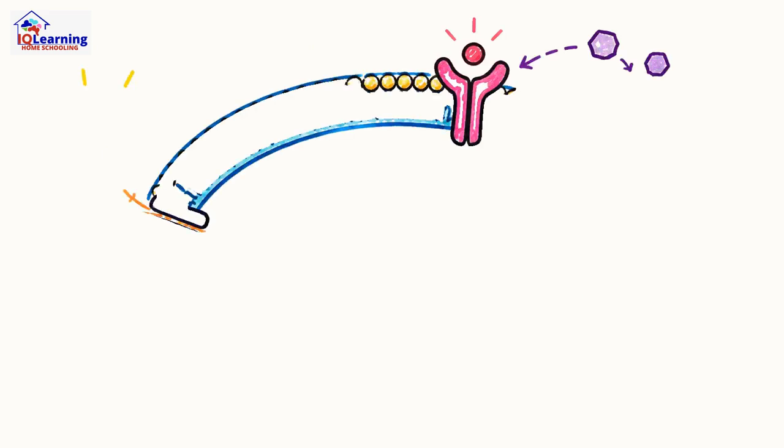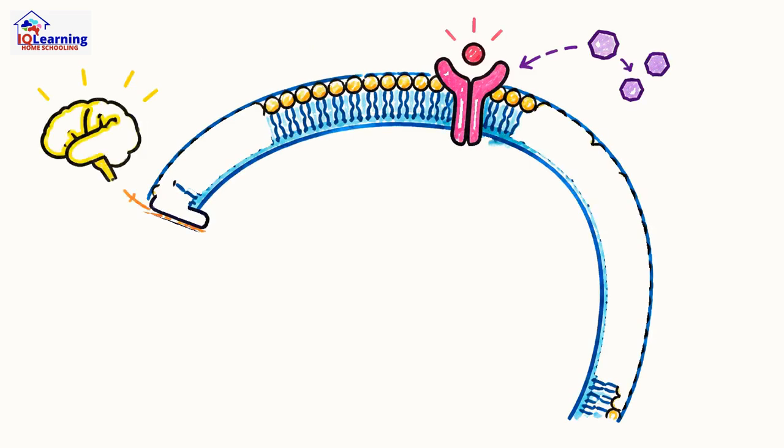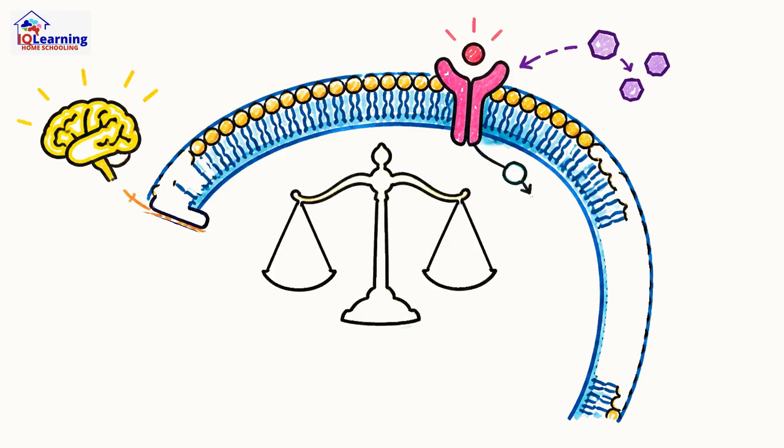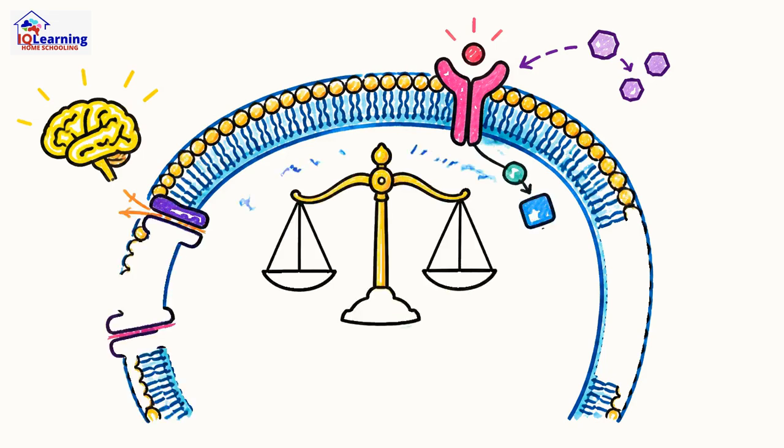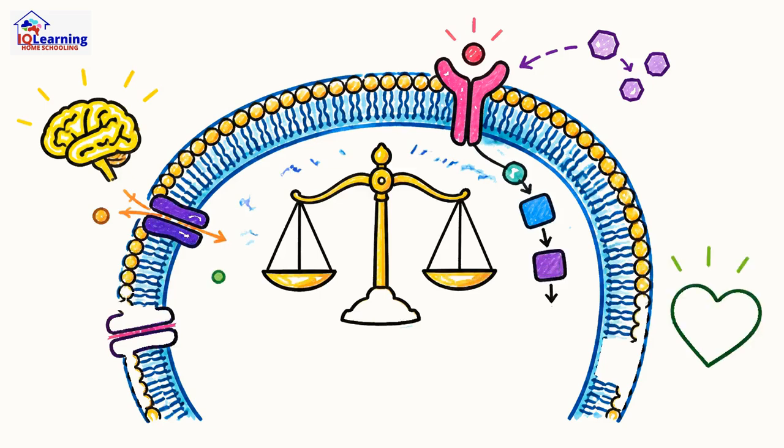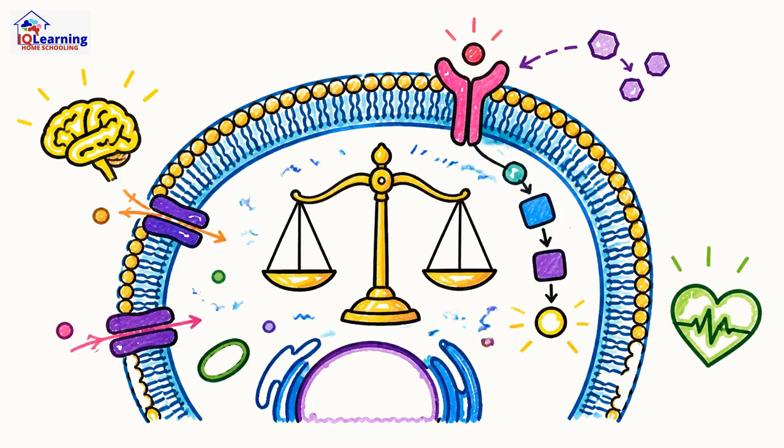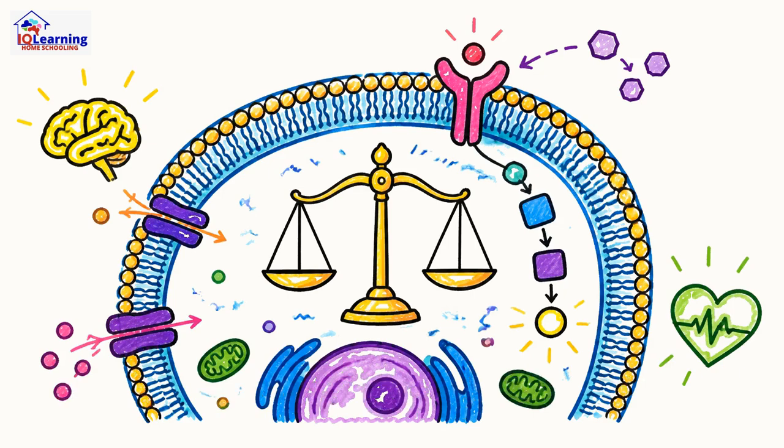This entire process, the selective transport and constant communication, is how a cell maintains homeostasis, that perfect internal balance. From a single thought to a heartbeat, it all relies on the elegant, powerful dance happening at the living border of every cell.